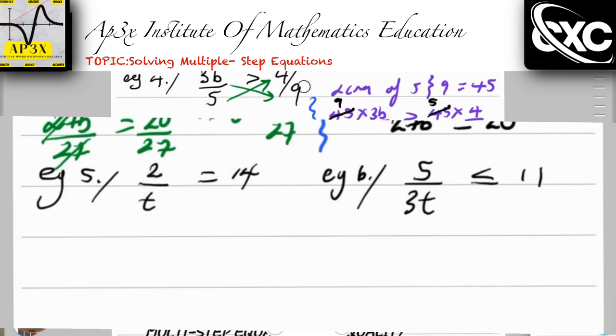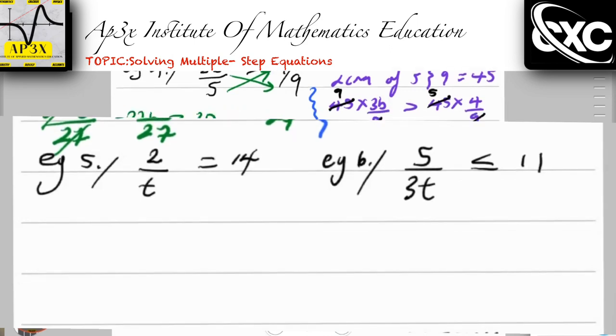Now once you have a student having the basic understanding of multiplying by what you do not want, I've asked many students in the past, how do you approach this question? And statistically, I find that many students don't realize that you're actually having to multiply both sides by t.